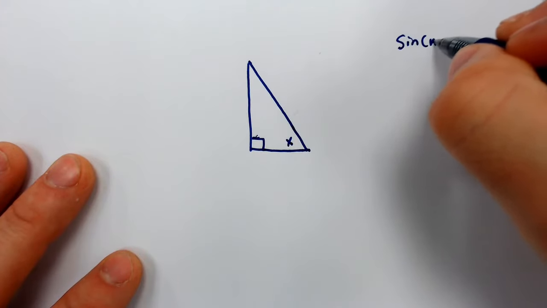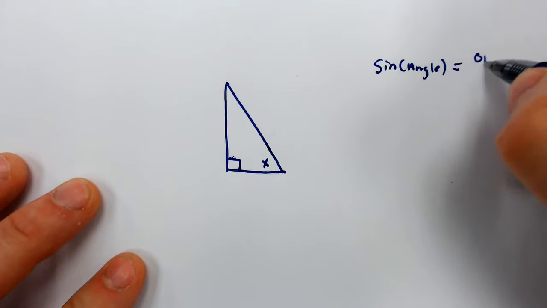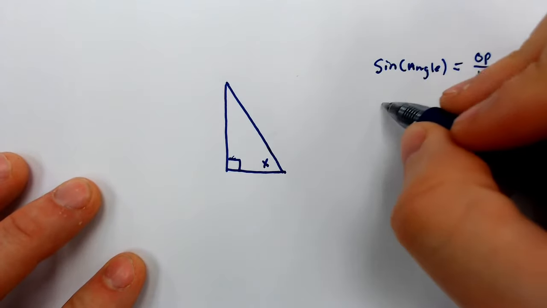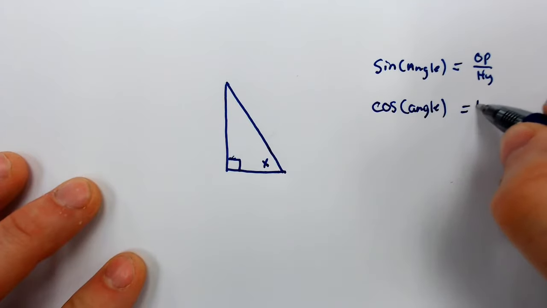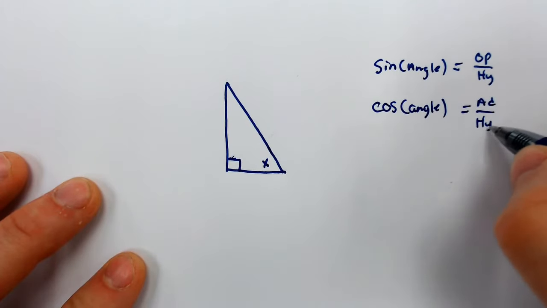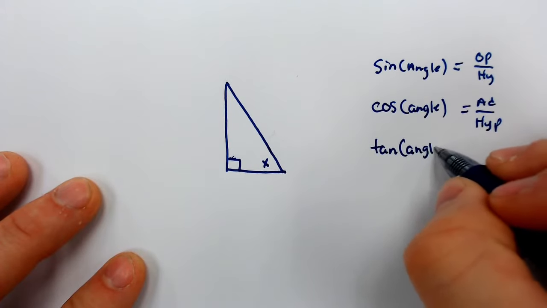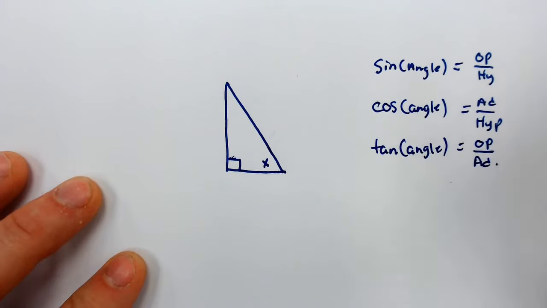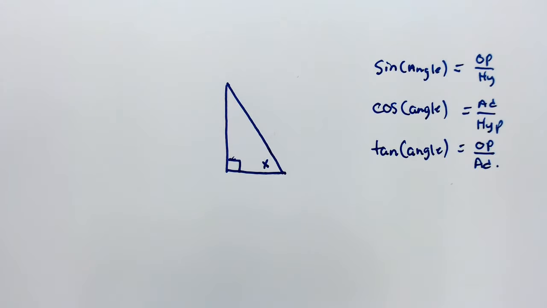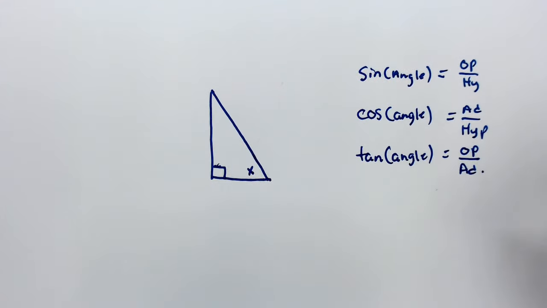Sine of the angle will still equal the opposite over the hypotenuse, and the cosine of the angle equals the adjacent over the hypotenuse, and you still have the tan of the angle is equal to the opposite over adjacent. You're still going to use those. All that is still the same. The difference is that you're going to use them in a slightly different way.